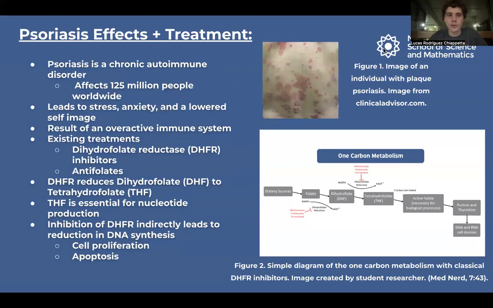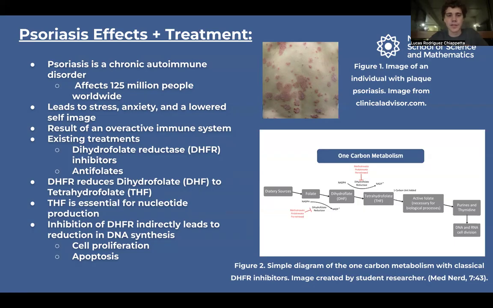Psoriasis is a chronic autoimmune disorder that affects roughly 125 million people worldwide. Psoriasis leads to stress, anxiety, and a lowered self-image. As a result, it degrades the life of those who have it. At its core, psoriasis is a result of an overactive immune system where keratinocytes, which are cells that trigger inflammation, play a crucial role in the development and progression of the disease. As they proliferate rapidly, the epidermis thickens, which leads to the scaly patches seen in Figure 1.